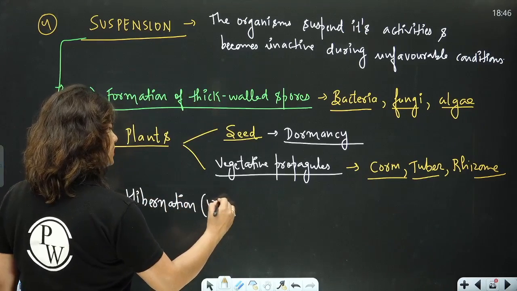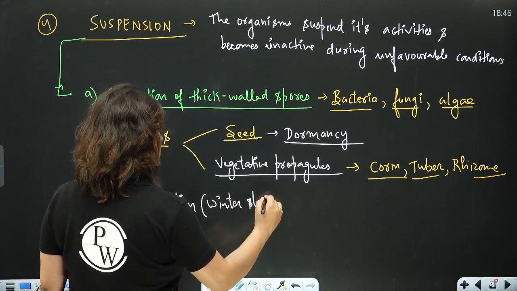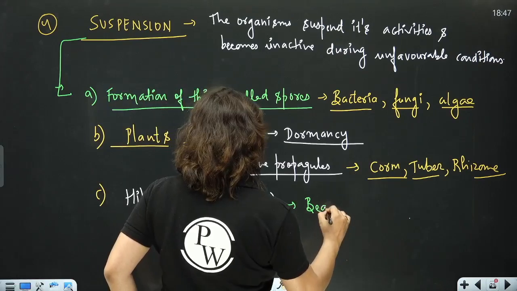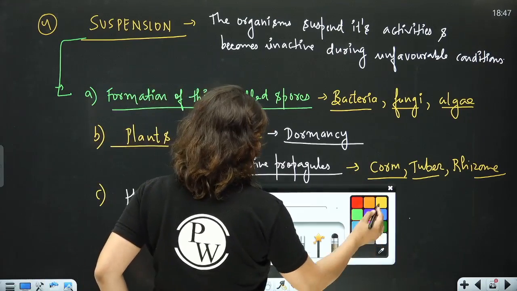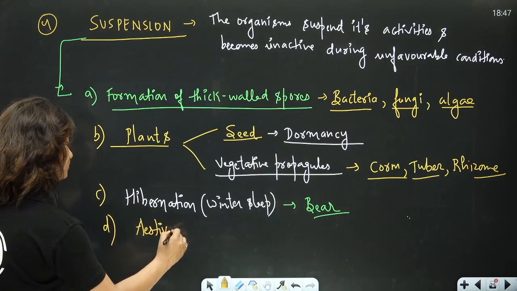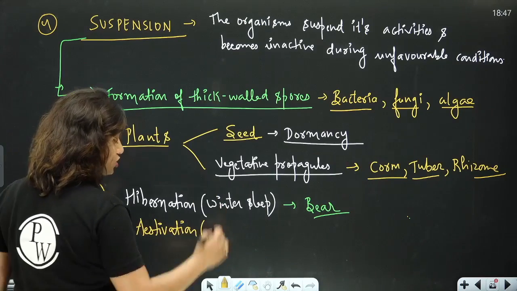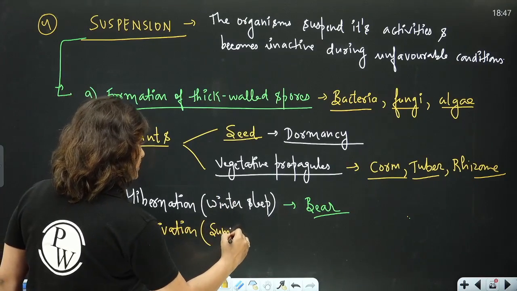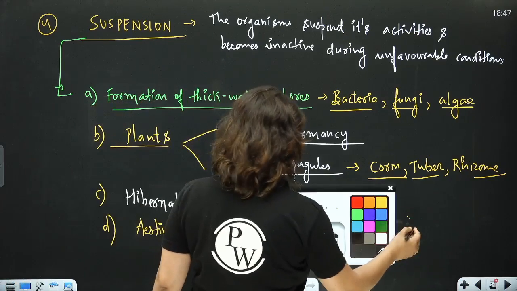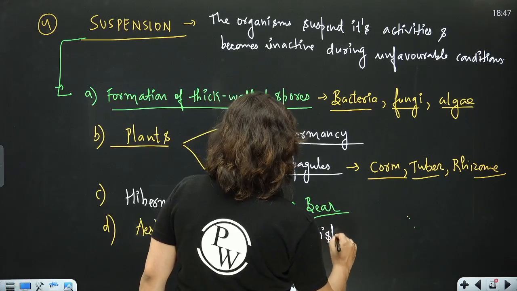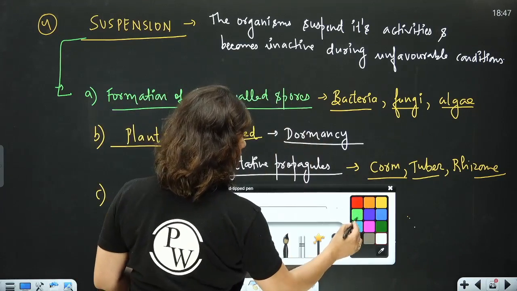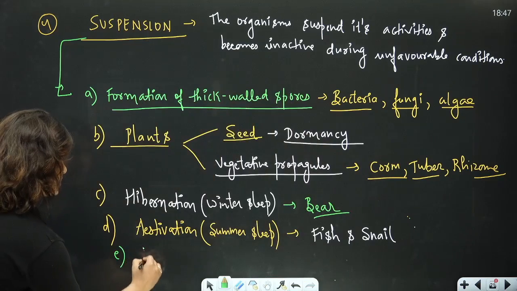Hibernation is the winter sleep. During winters, the organism becomes inactive, and you know that it is shown by the bears. They hibernate. Then comes the estivation. The estivation is called summer sleep. Some of the organisms become inactive during summer, and the examples are fish and snail. They show estivation. Then comes another method of suspension, and that is diapause.